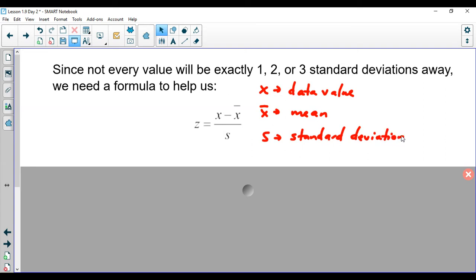So in order to find the z-score, I have to know those three things. I have to know what data value am I looking at, what's the mean of the data, and finally, what's the standard deviation of the data.